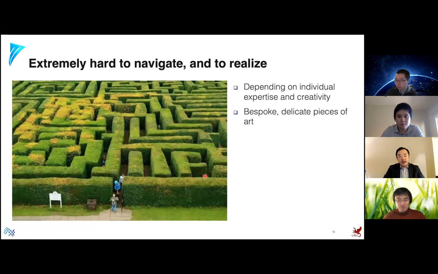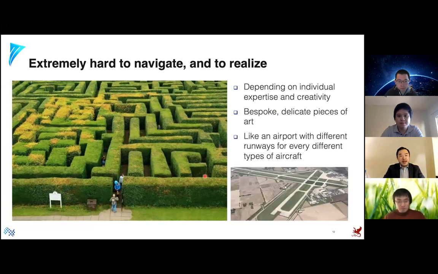Depending on your specific expertise and creativity, the system that has been built is typically a bespoke system dedicated to a particular problem, which is more like a piece of art coming out of craftsmanship rather than systematic engineering. Imagine that you want to run an airport which has to land and take off different types of aircraft. What we are doing right now in the systems ML domain is more or less like building a specific runway for a specific aircraft, which can cause a very messy and expensive compilation of solutions if we have to take off or land a large number of different aircraft.